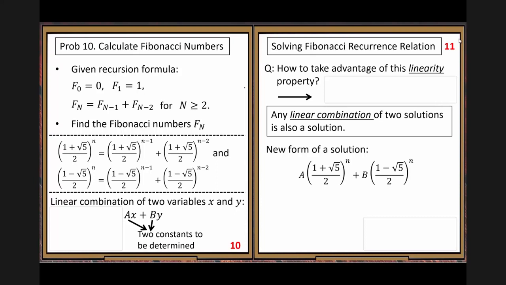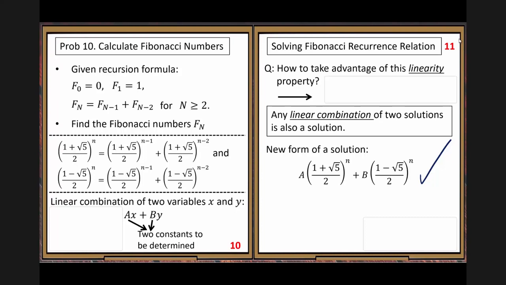Because the linearity property of the original recurrence relation tells us we can choose any A and any B, and this must be a new solution. Can you see that? If we plug this whole expression into the original recurrence relation, it must be another solution for any capital A, any capital B. You can easily see that. That is the linearity property. If you don't have the linearity property, then you don't have this property. So we enjoy this linearity property. For any A and any B, this expression must be a solution of the original recurrence relation. Now we're ready to fix the last step, the initial condition problem.